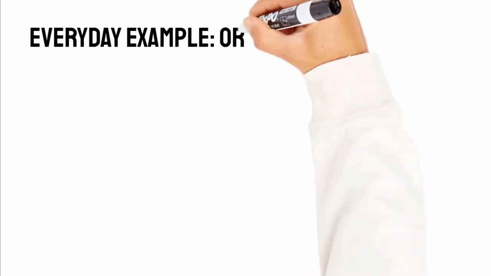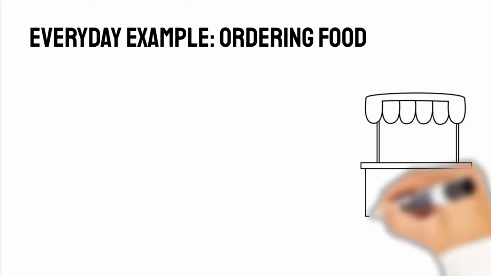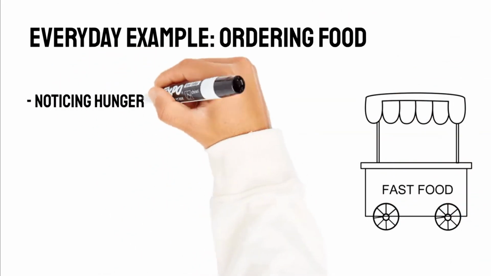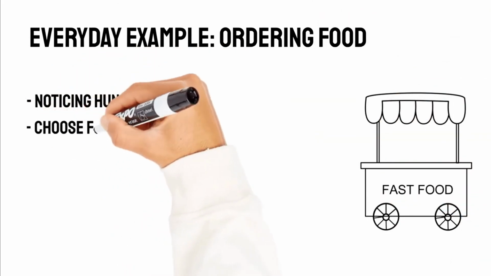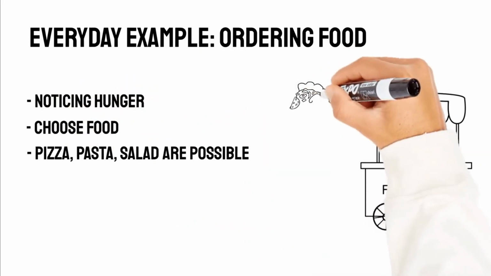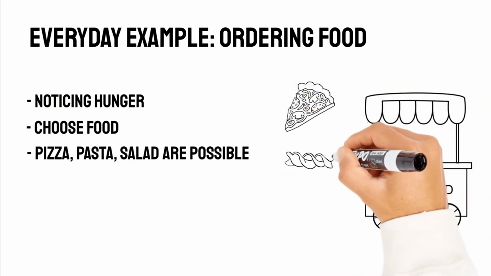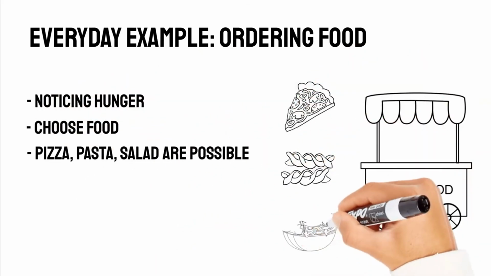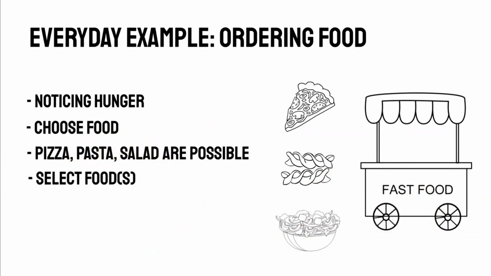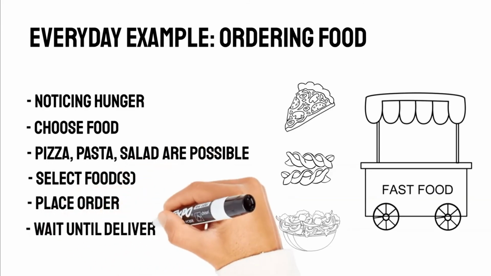Let's take an everyday example, like ordering food. Let's say this process starts when we notice hunger. Then we choose what we want to eat. For this example, let's limit it to 3 alternatives like pizza, pasta and salad. We can choose 1, 2 or all 3. After deciding in our mind what we want, we are going to select these foods onto our order. We place the order, wait until we receive the order, and that's it.